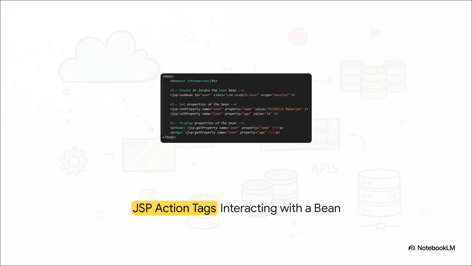Our JSP webpage talks to this bean using action tags. For example, JSP useBean will locate or create the object. Then JSP setProperty injects a value, like the name Prithavi Maharjan, straight into the bean. Finally, JSP getProperty pulls that exact value right back out and displays it seamlessly on the HTML page for the user to see. It's this beautiful dance between backend data and front-end presentation.